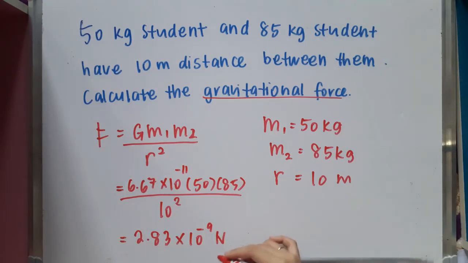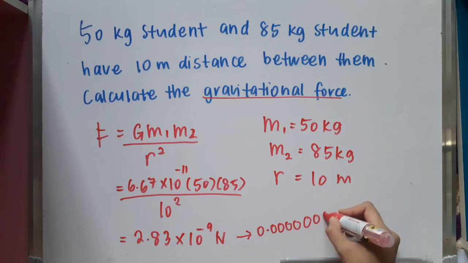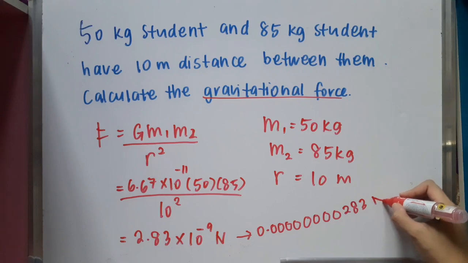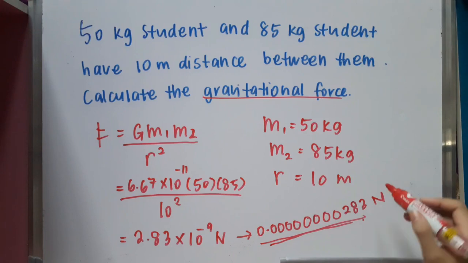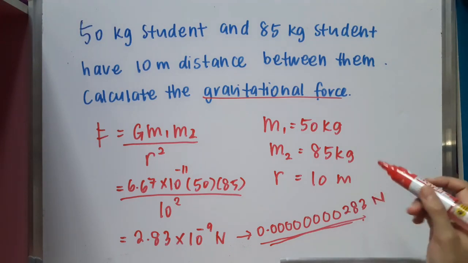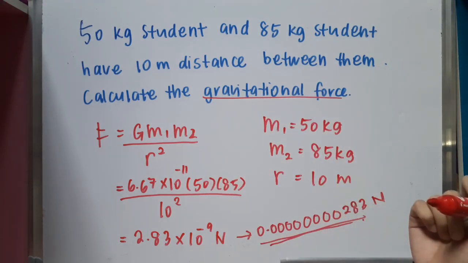Okay class, so this value is very small. 2.83 times 10 to the power of negative 9 means 0.00000000283 Newton. So this value is very small. Okay, so if the gravitational force is small, it means the object on the Earth cannot feel that gravitational force because the gravitational force is very small.